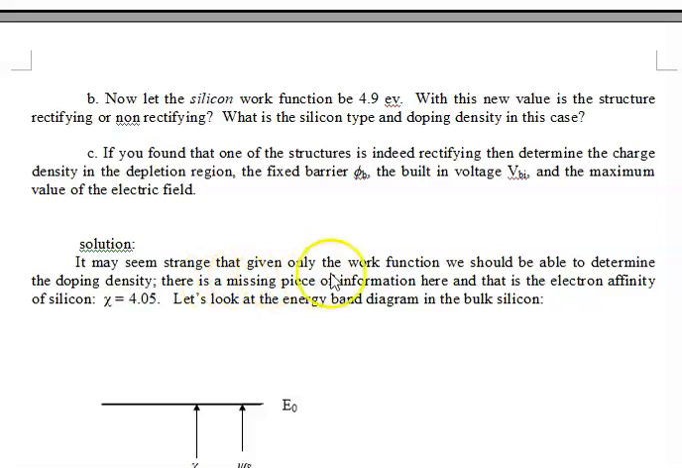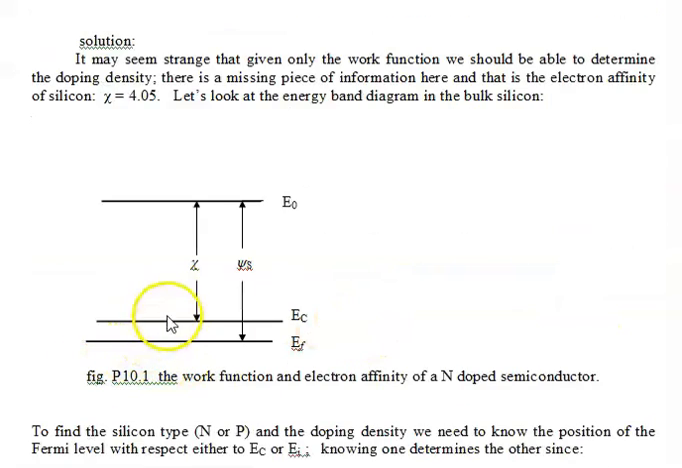Okay, so it may seem strange that given only the work functions, we should be able to determine the doping density. Well, there is one piece of missing information which probably should have been supplied in the problem, or if it was an exam, it certainly would be supplied in a cheat sheet of constants. The electron affinity of silicon is 4.05. Nobody remembers that. I certainly don't remember that. So then we can have a partial energy band diagram here showing the free electron level, affinity, and the work function.